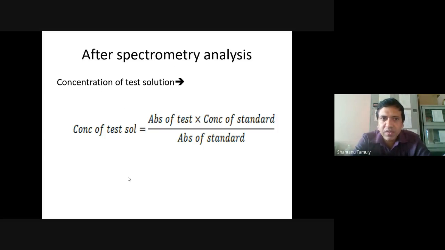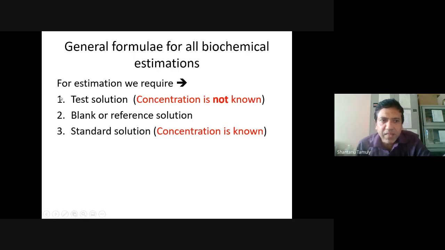After the estimation, say you have done spectrophotometry. In spectrophotometry, you get absorbance. ABS stands for absorbance, the absorbance of the test. Now, say the concentration of the test solution, because our aim in this experiment is to find out the concentration of a particular analyte in this test solution. So after performing the experiment, we will take the absorbance of the test solution, the standard solution and the blank solution.